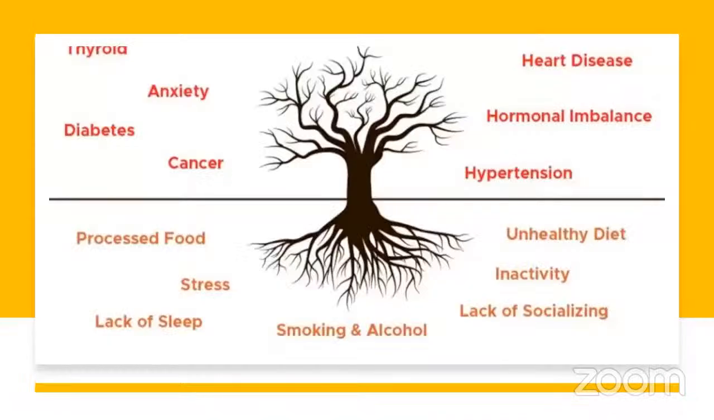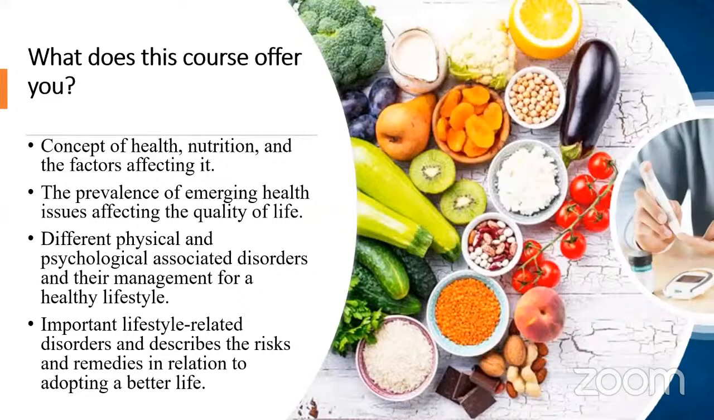Next slide, please. So this slide shows you that there are so many diseases, many manifested due to unhealthy lifestyle. The branches show the various diseases: heart disease, hormonal imbalance, hypertension, cancer, anxiety, diabetes, thyroid problem. The root causes for them are unhealthy diet, inactivity, lack of socializing, smoking and alcohol, stress, and lack of sleep. So this is the general introduction. We all are aware of this. So what does this course offer you?